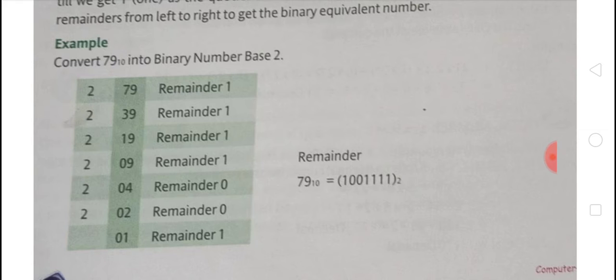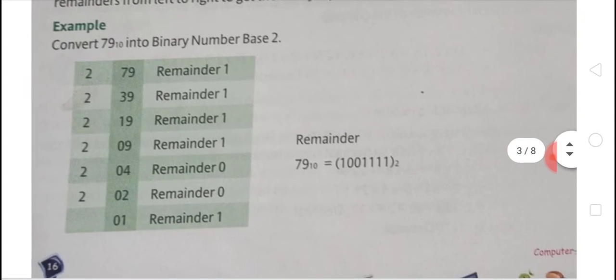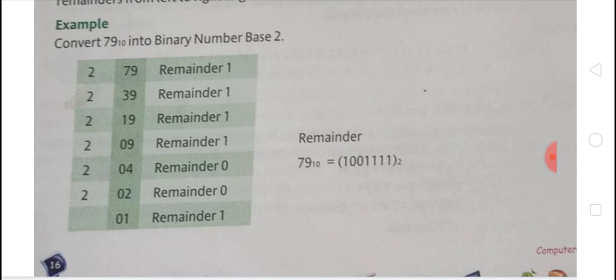Then 9 divided by 2, the remainder comes 1 and the quotient will come 4. Same way, now 4 divided by 2, the remainder is 0, then the quotient is 2. Then 2 is divided by 2, the remainder is 0 and the quotient is 1. Once the quotient is 1, as I said, then stop. So now from left to right you can write, it means the bottom one you write on the left side: 1 0 0, then 1 1 1 1.